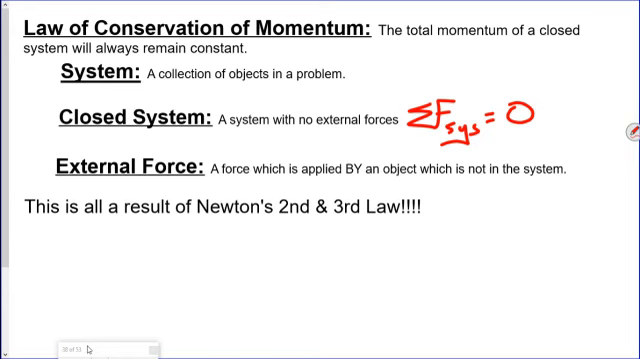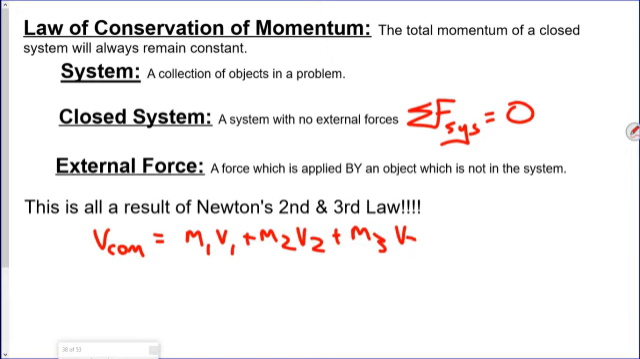Okay. Well, that means that the velocity of the center of mass of that is going to be the mass of object 1 times the velocity of object 1 plus the mass of object 2 times the velocity of object 2 plus the mass of object 3 times the velocity of object 3. Well, notice that's just the momentum of object 1 plus the momentum of object 2 plus the momentum of object 3, right? So to find the velocity of the center of mass, you just divide by the combined masses, which isn't going to change at all, right?